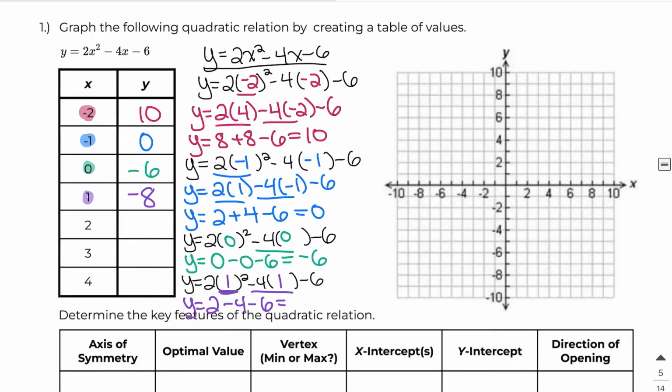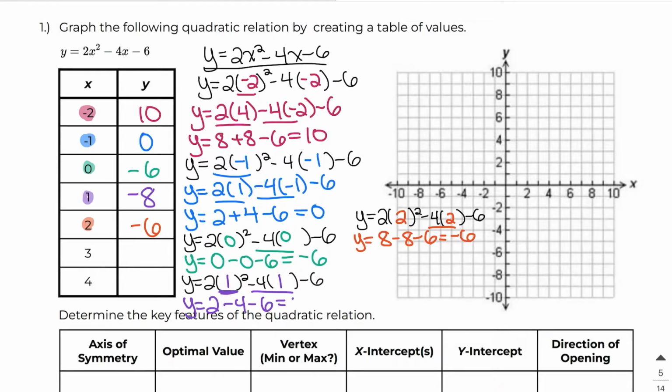I'll do the next one over here, just because of space. So my next value that I'm going to plug in is 2 here. So I get 2 squared, and then 4 times 2. 2 squared is 4, so then I multiply that by 2, I end up getting 8. And then negative 4 times 2 is negative 8, minus 6. 8 minus 8 is 0. 0 minus 6 is negative 6, so I would get negative 6 right here.